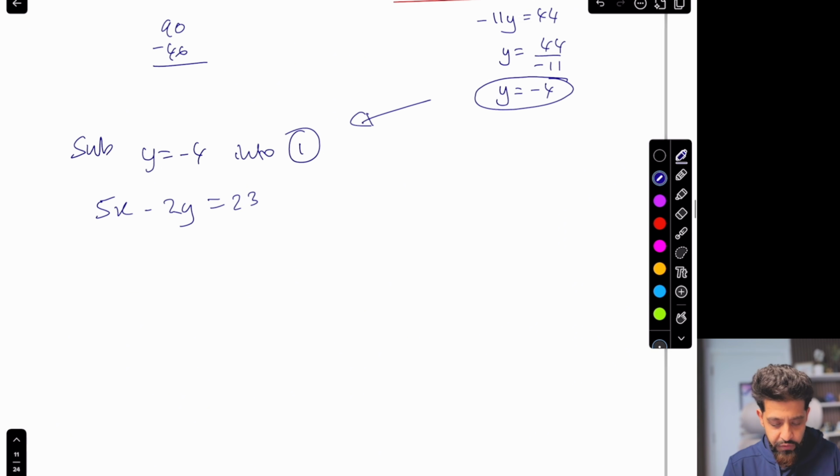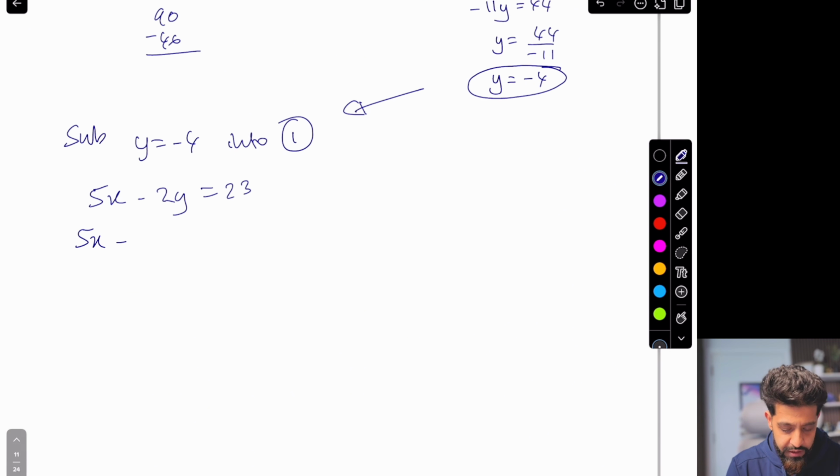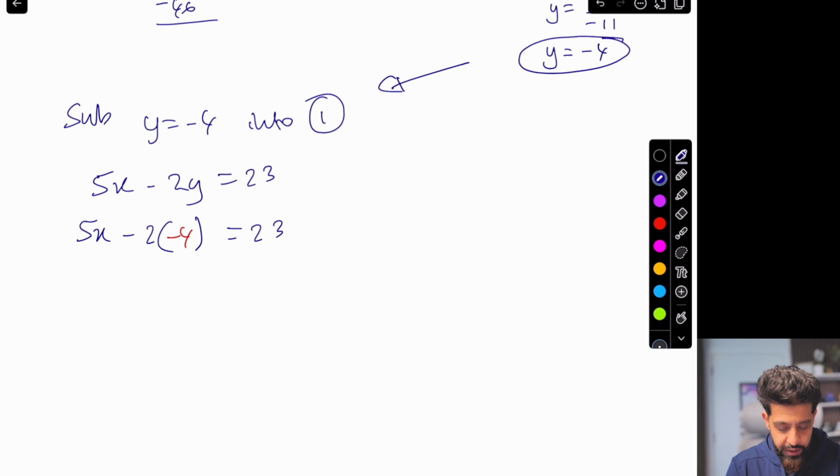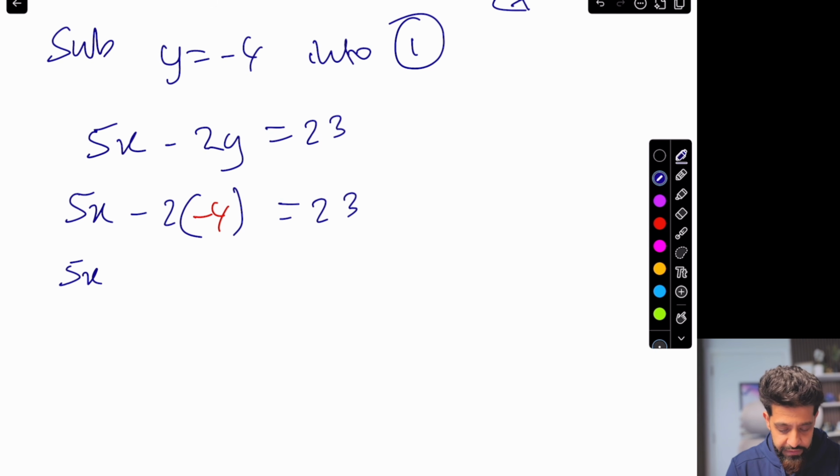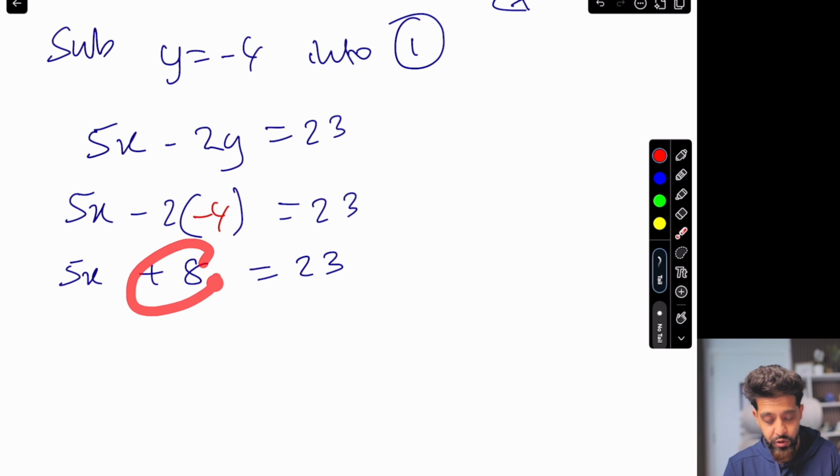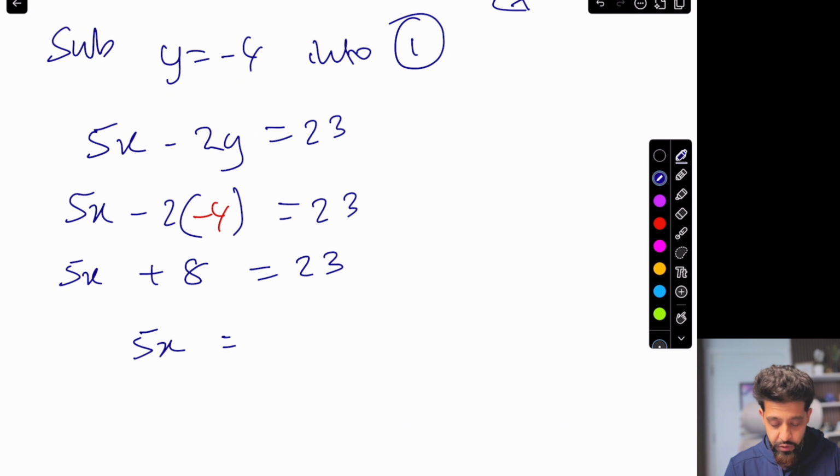My y is minus 4, so I'm going to do 5x minus 2 bracket. I'm going to put my minus 4 in there, and that should give me 23. So if I do that calculation now, 5x minus 2 times minus 4 is plus 8, is equal to 23. And then I'll take this 8 to the other side. So now I have 5x is equal to 23 minus 8, which is 15.